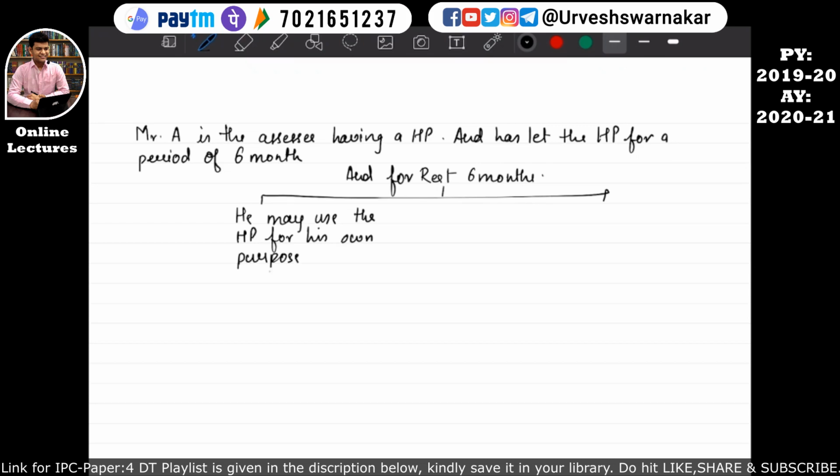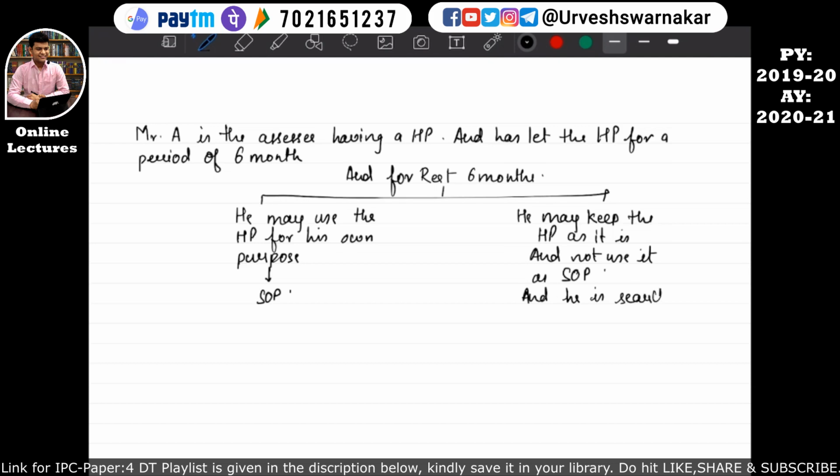Simply he can use that house property as self-occupied house property, or he may keep the house property as it is and not use it as self-occupied property, and he is searching for a new tenant. Okay, so I hope you all are agreeing with these two possibilities.